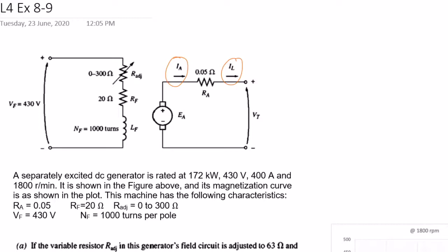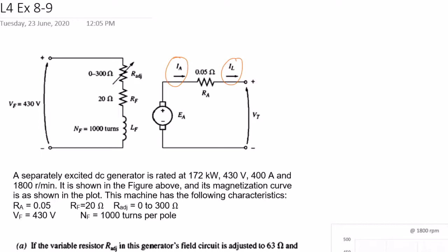A separately excited DC generator is rated at 172 kilowatts, 430 volts, 400 amps, and 1800 RPMs. It is shown in the figure above. You can see the equivalent circuit, and its magnetization curve is as shown in the plot. We will see the plot later.